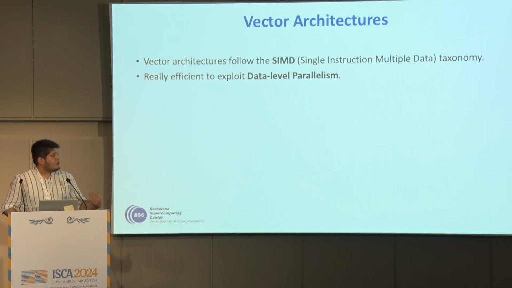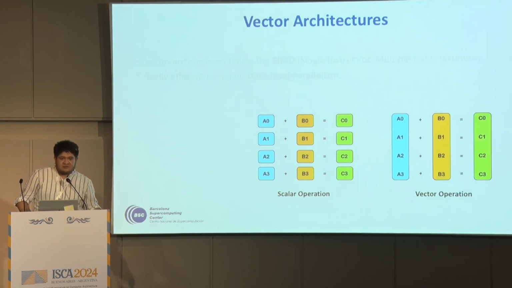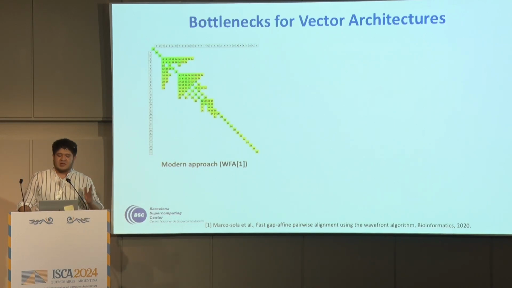Now, how do they work and why are they so efficient for DLP? For example, when we compute on a scalar core, we take every element from memory, process them, and generate a single result that will be used or stored back to memory. On vector computers, we get streams of data, compute on all these streams at the same time, and generate multiple results in a single instruction. That's why they are so efficient when processing DLP. However, modern genome sequence analysis algorithms have bottlenecks that stop them from fully exploiting the benefits of vector architectures.